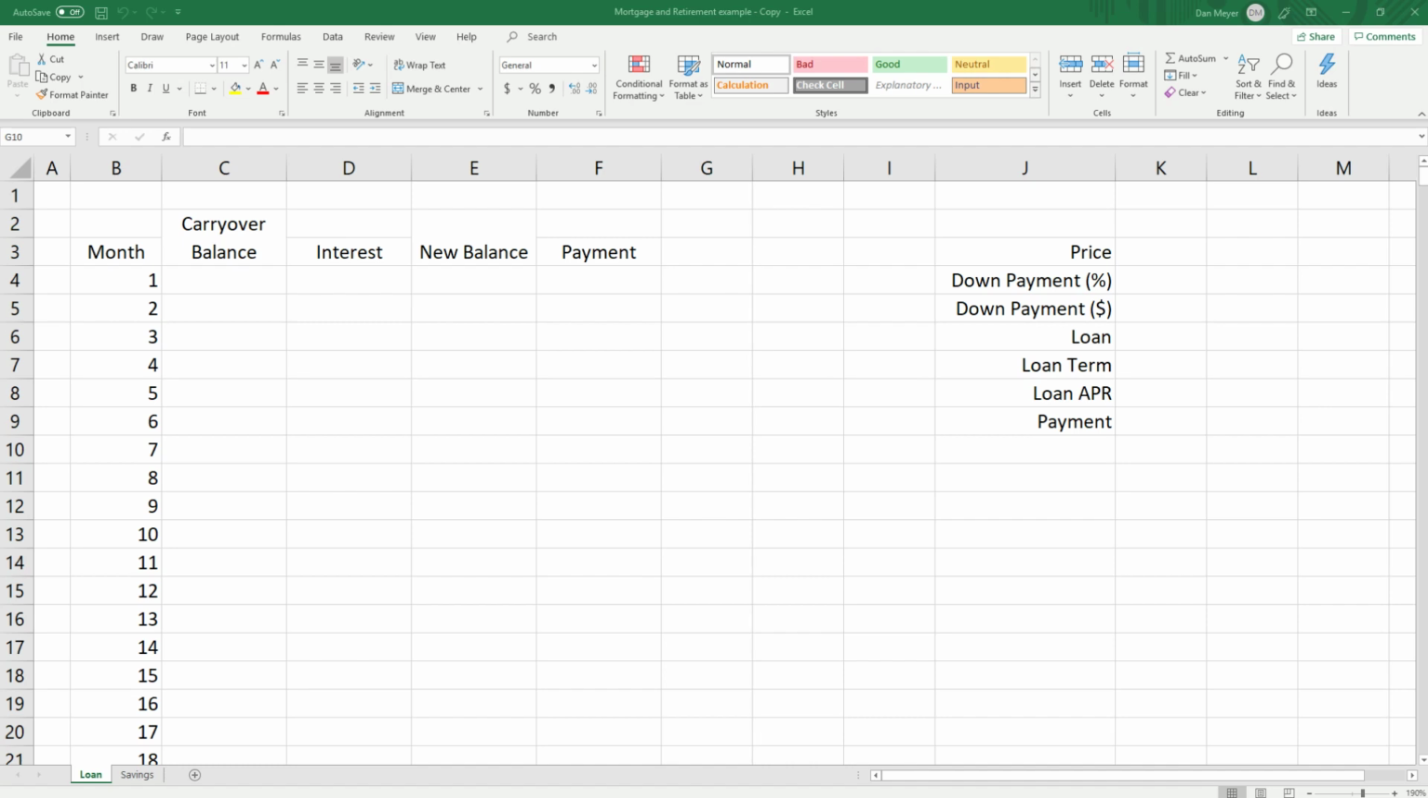Also, I might show you a few other things about Excel that you maybe haven't learned that are also, I think, kind of useful. All right, so we're going to start off by exploring a loan.